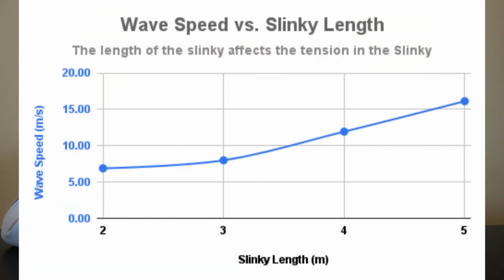So now that we've done this lab, we can calculate the speed that the wave travels down the slinky. I'm going to go ahead and put the graph up so we can see the relationship between the length of the slinky and the speed that the wave travels down and back. You can see from the graph that the speed should increase as the slinky is stretched. And it all has to do with what affects a wave speed.